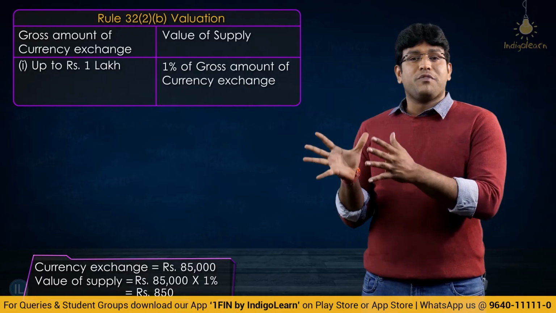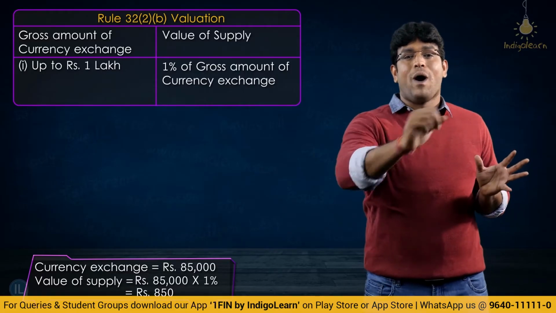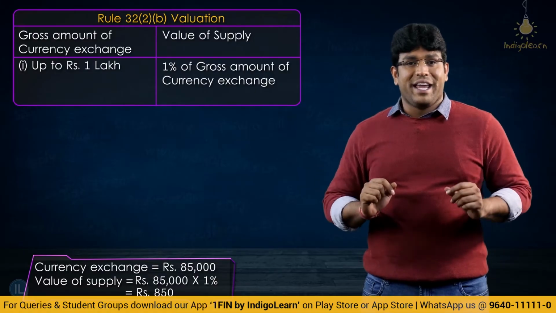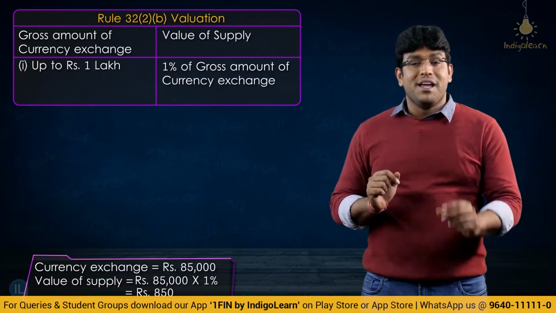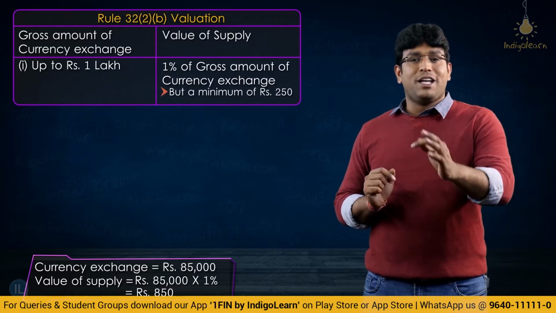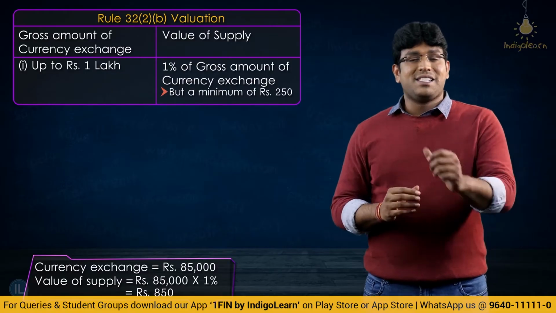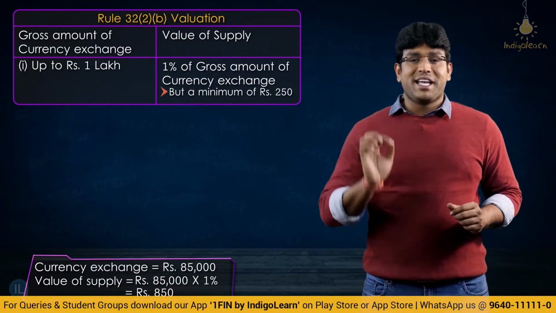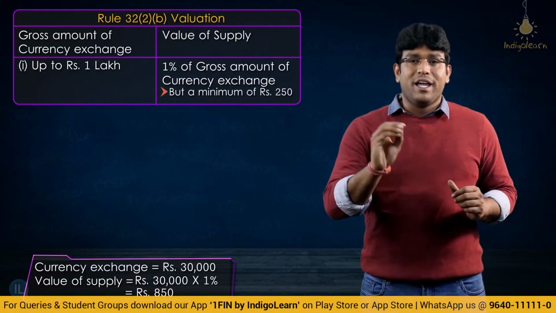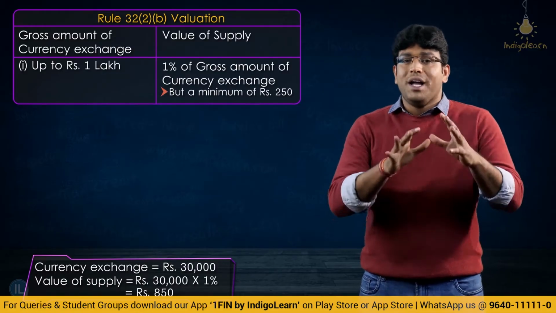So if the amount of currency exchange is up to 1 lakh, then the value of supply will be 1% of currency exchanged. But one catch point there is, they have given minimum 250 rupees. That means value of supply will be minimum 250 rupees. Now what does that mean? Let's take an example. If the currency exchange is 30,000 rupees, then what is the value of supply? 1% of 30,000, which comes to 300.